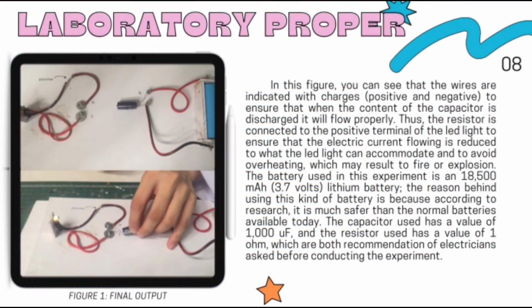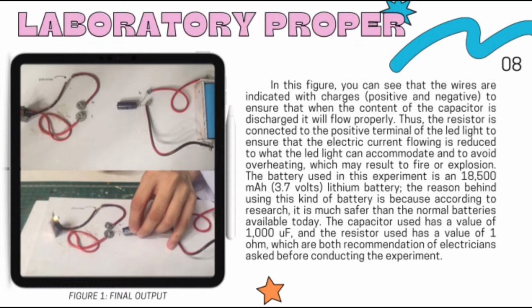In this figure, you can see that the wires are indicated with charges, positive and negative, to ensure that when the content of the capacitor is discharged, it will flow properly. Thus, the resistor is connected to the positive terminal of the LED to ensure that the electric current flowing is reduced to what the LED can accommodate and to avoid overheating, which may result in fire or explosion.